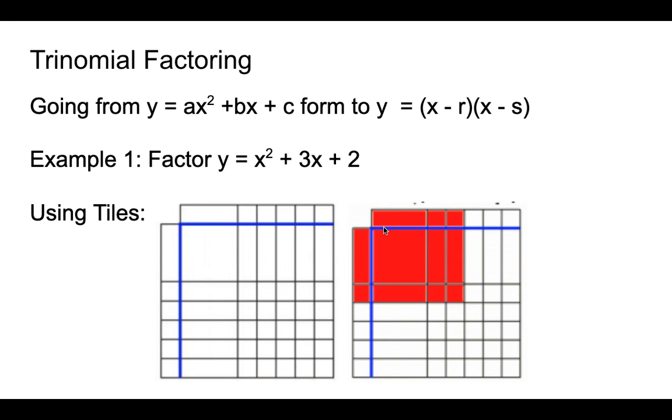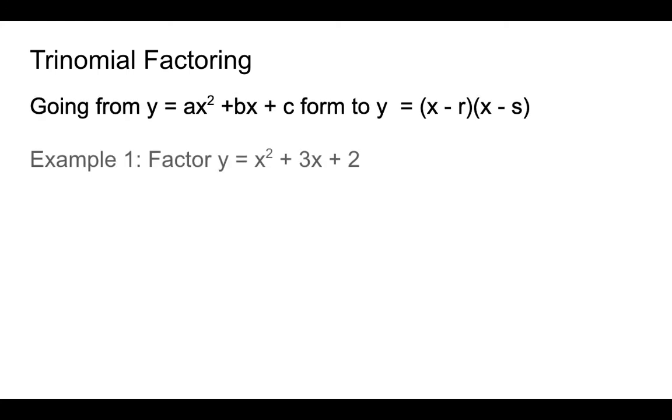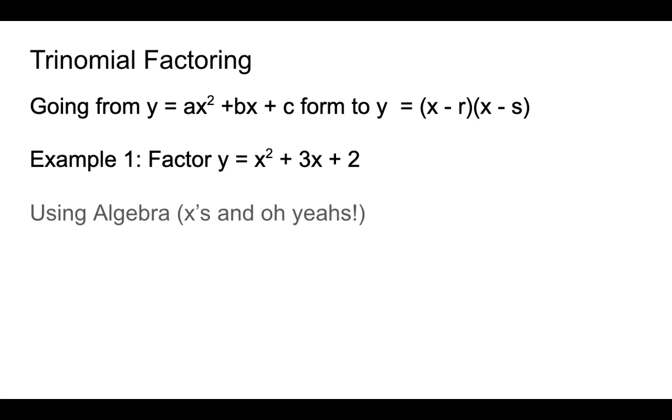So that's one of our factors. And on the side, we have an x tile plus 1. So that means to factor this, it becomes x plus 2 times x plus 1. So that's one way we can do it. The other way we did it was using the x's and oh yeahs.